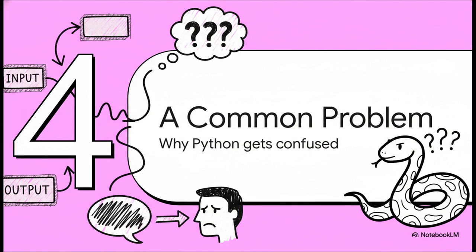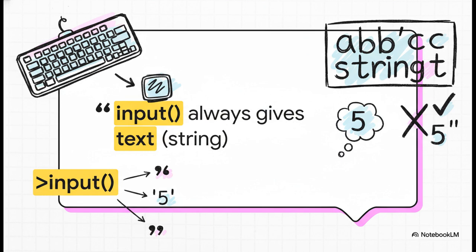Seems pretty straightforward, yeah? Well, this is where a lot of people run into their very first little puzzle. Sometimes our conversation with Python doesn't go quite as planned. And here is why. This is the golden rule, the one thing you absolutely have to remember. No matter what you type in, even if it's a number, like 5, the input function always understands it as a piece of text. It doesn't see the number 5, it sees the character 5, and that's a massive difference.